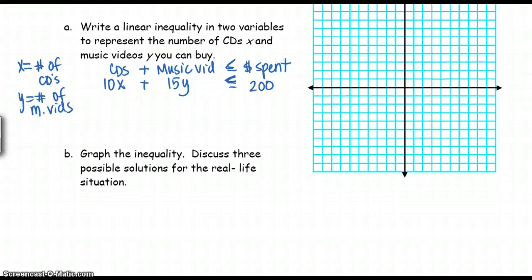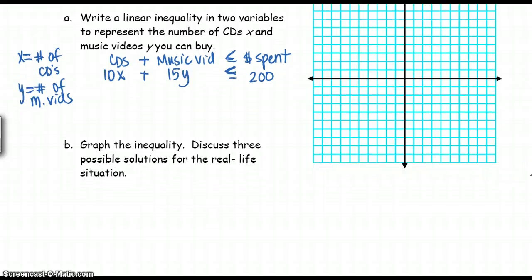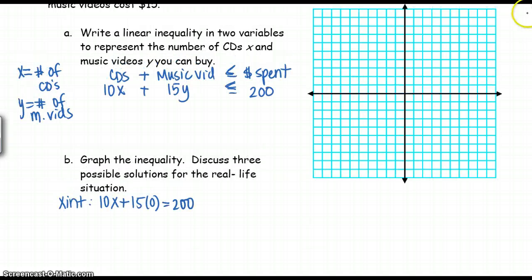Let's go to part B. Graph the inequality. Discuss 3 possible solutions for the real-life situation. Okay, to graph the inequality, the first thing I'm going to do is find my x-intercept. To find your x-intercept, you're going to substitute in 0 for your y. I'm not going to worry about my less than or equal to here. I'm just going to set it equal to 200 so I can find that intercept. When we do this and we solve, we have that x equals 20.